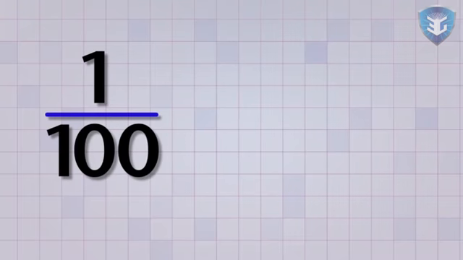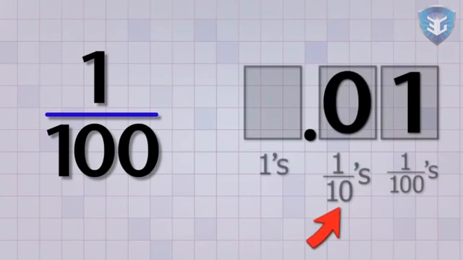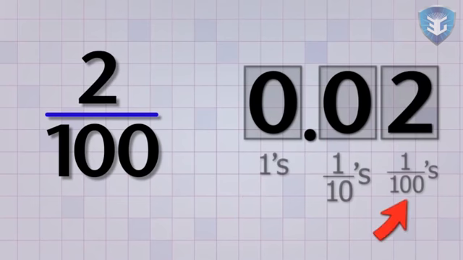Alright, tenths are pretty easy, but what about hundredths? Let's start with the hundredths building block, 1 over 100. To write that as a decimal, we simply put a 1 in the hundredths place. We also need to put a 0 in the tenths place to act as a placeholder and show that we have no tenths. And we still need to put a 0 in the ones place as usual. Next, let's try 2 hundredths. For that, we simply put a 2 in the hundredths place.